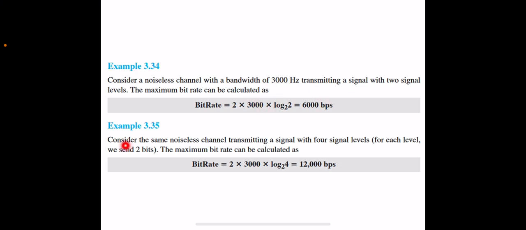In the second case, consider the same noiseless channel transmitting a signal with 4 signal levels. Earlier we had only 2 signal levels, and now we increase the signal levels to 4. Now we have 2 into 3000 into log 4. Log 4 is 2, so that is 12,000. By doubling the signal levels, the data rate is also doubled. To a maximum extent, we can increase the data rate by increasing the number of levels. Beyond that, it will affect the reliability of the system.